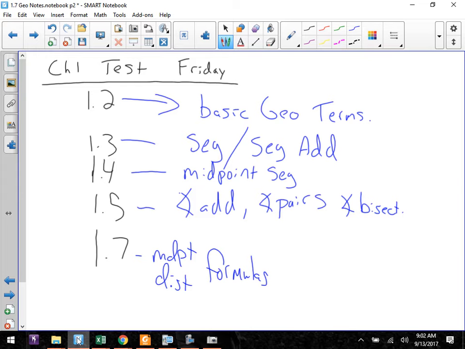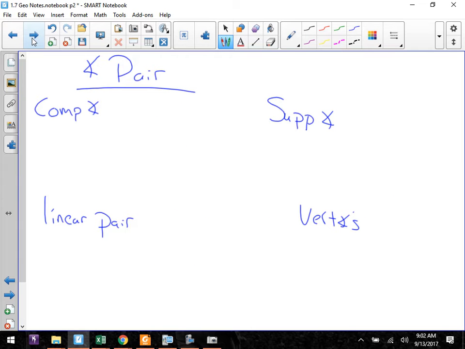So when we go back and start looking at angle pairs, that's where a lot of the definitions are that I recognized you guys were messing up on the quiz the other day. Complementary angles add up to equal how much? 90. Complementary angles are angle plus angle equals 90. Supplementary angles add up to equal what? 180. Supplementary angles would be angle plus angle is 180.